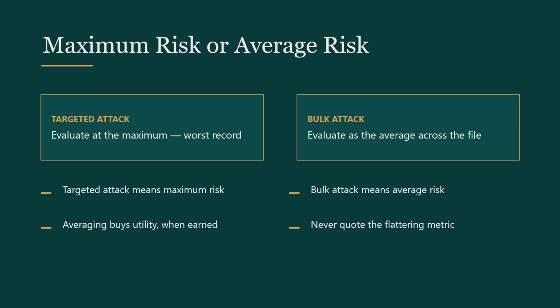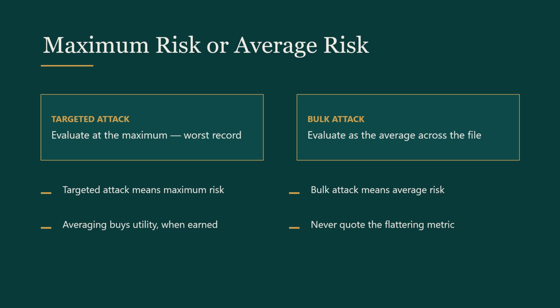A factor of 8 separated the highest and lowest numbers on the last slide, from 1.0 down to 0.12, and nothing about the data changed. That is why the selection rule for maximum versus average deserves its own slide. The rule is not a preference. It follows from the attack. If the adversary picks the target, the dataset is only as safe as its most exposed record, because that record is the one the adversary will pick.